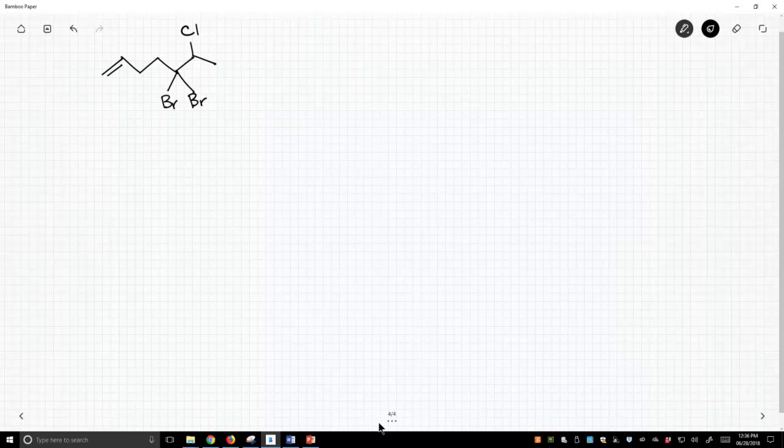So here's our structure. This is not a fancy molecule by any means. The only real priority group we have, functional group, is the alkene. And so that's our top priority group. Our chain will be the carbon chain that contains this functional group, the longest chain we can draw. So we're going to start by numbering at the end of the alkene. 1, 2, 3, 4, 5, 6, 7.